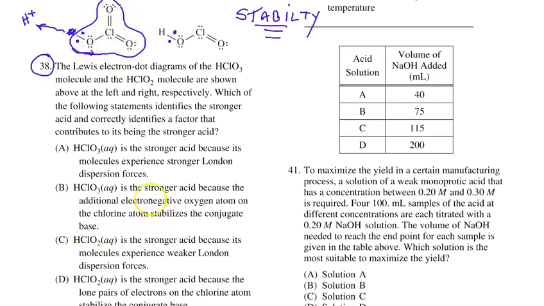So HClO3 is a strong acid because the additional electronegative atoms on the chlorine stabilize what's remaining, called the conjugate base. HClO2 is not the winner because it has the least amount of oxygen. And by the way, the chlorine's not as positive here as well. So B is the best answer. London dispersion forces between the elements have nothing to do with how well these electrons can be drifted away and thus increase the stability. So 38 is B.